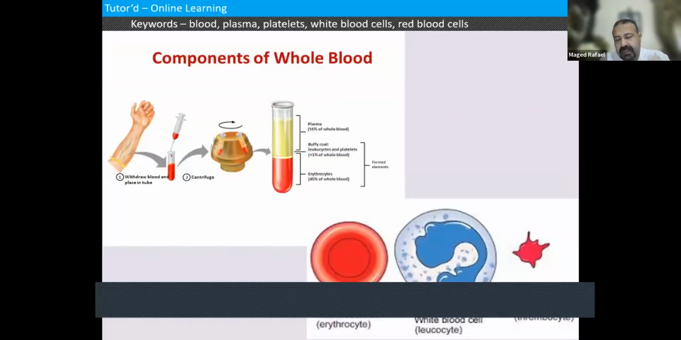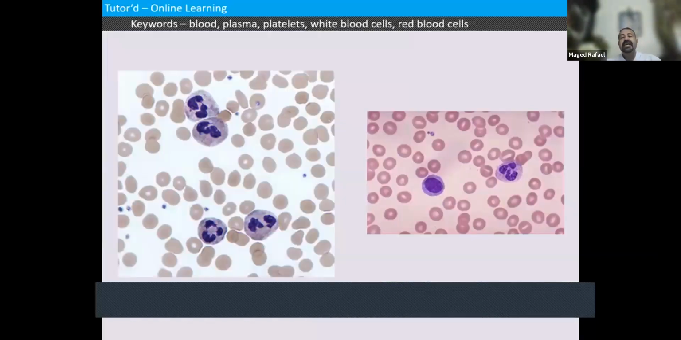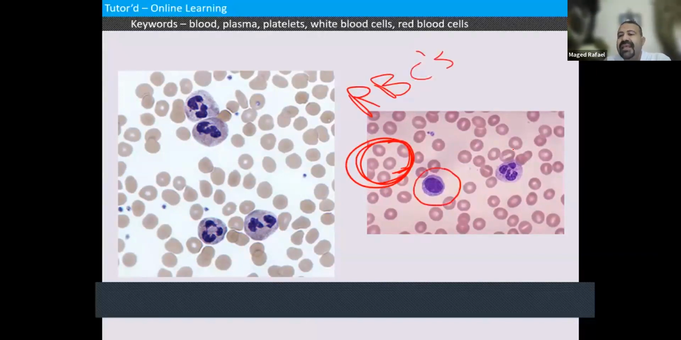And also the part of the cells contains different types of cells. In front of you are different types of cells. This type of cell, the biconcave disc, all these cells are the red blood cells. And those nucleated cells are the white blood cells. Yes, exactly.